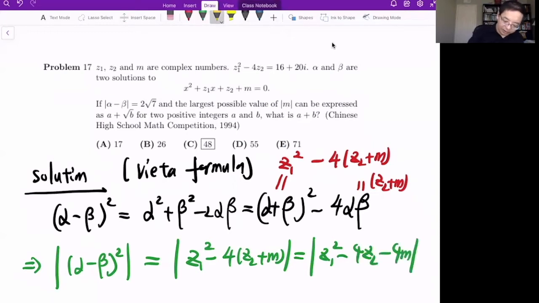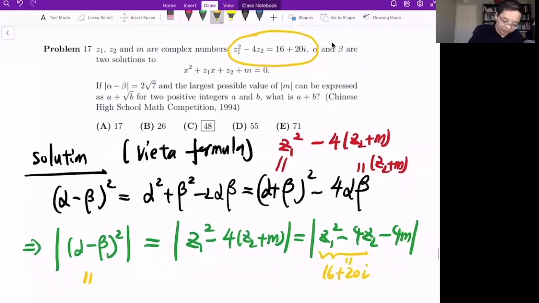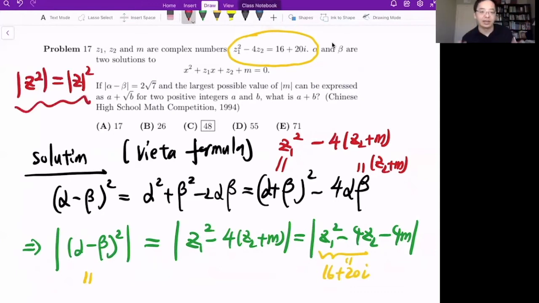Now, we already know Z1 squared minus 4Z2 is given by a fixed complex number. So this one equals 16 plus 20i. Okay, how about this one? Well, if we recall some basic property about magnitude, we have the magnitude of Z squared equals the square of the magnitude. So this is an identity in complex numbers. So based on that, we quickly get this one equals the magnitude of alpha minus beta squared, and this is what we know is 28.